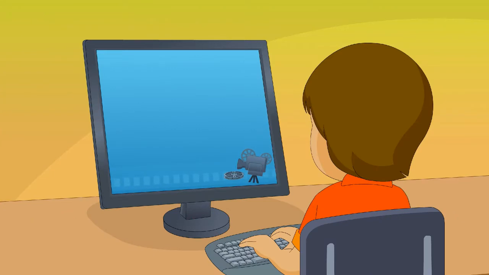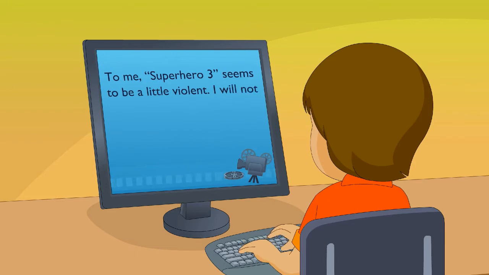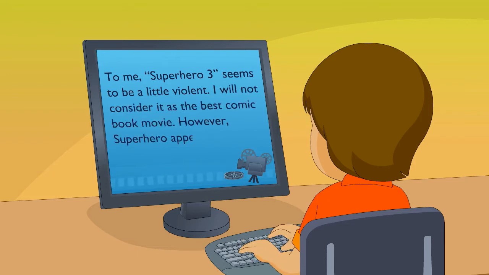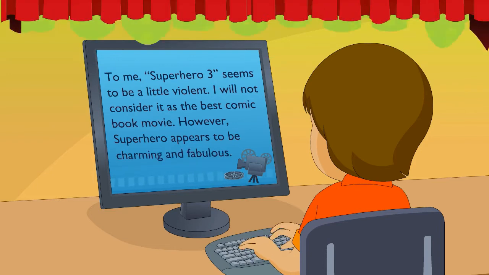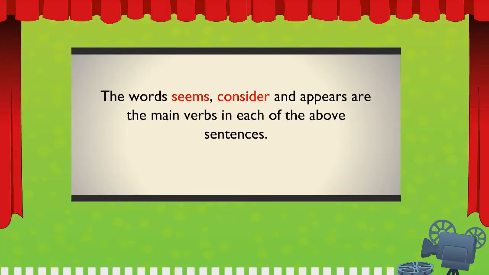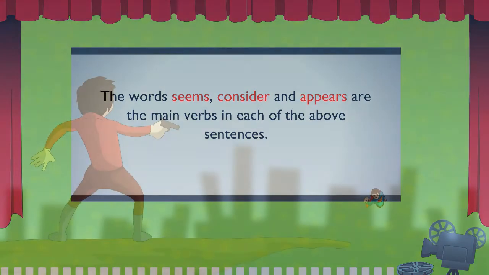Johnny had watched the movie Superhero 3. He wrote his views about the movie on his blog. To me, Superhero 3 seems to be a little violent. I'll not consider it as the best comic book movie. However, Superhero appears to be charming and fabulous. The words seems, consider, and appears are the main verbs in each of the above sentences.